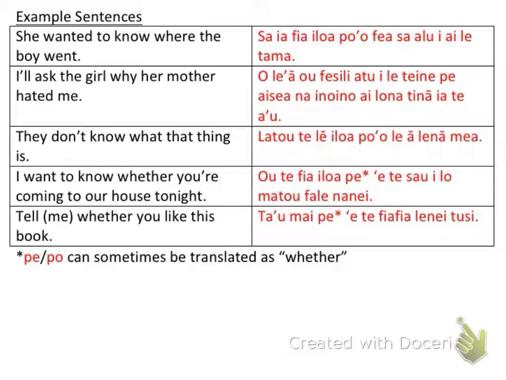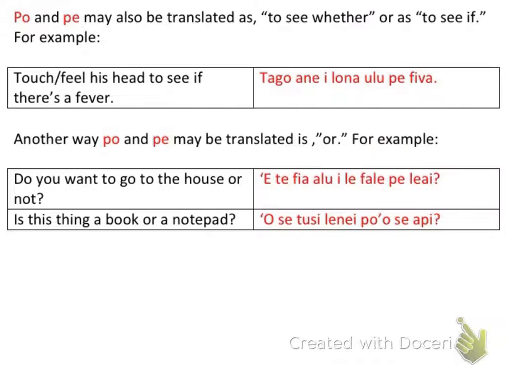And then when I have a question word, something that starts off that indirect question, that's where I put the pe, okay? And if anything is not quite clicking, I encourage you to pause the video, rewind, and rewatch, okay? Moving on, here are some other ways that we can translate po and pe in an indirect sense. Po and pe may also be translated as to see whether, or to see if, okay? This is another way that I could translate this, and here's my English example.